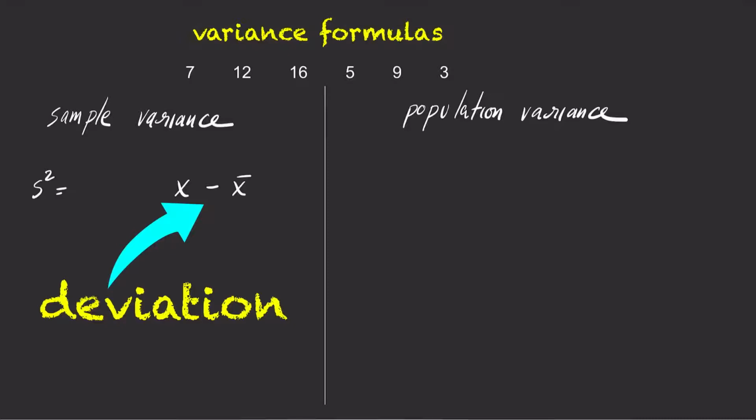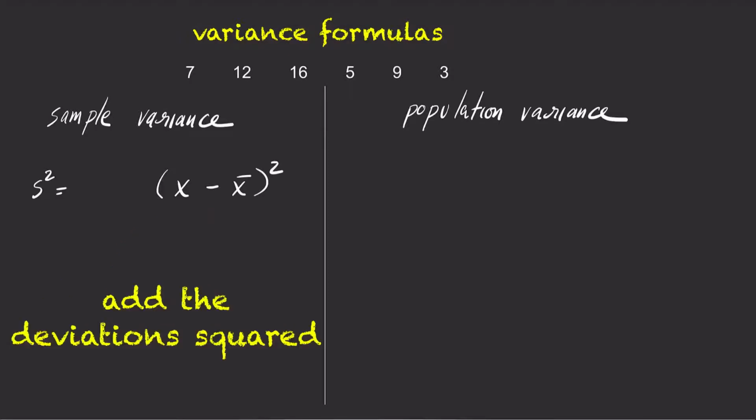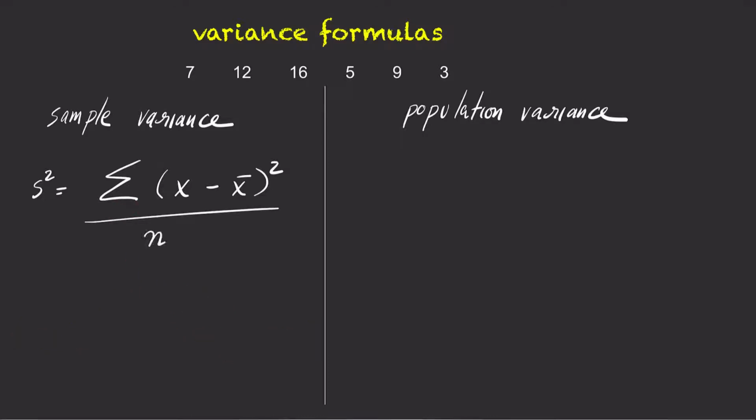We call this the deviation. Now square each deviation, then add up the squares. And finally, divide the sum of the deviation squared by 1 less than the sample size, which is n-1.